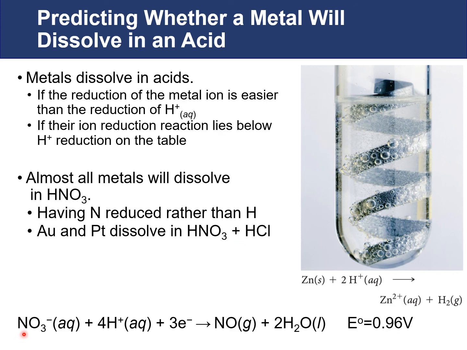So you could have NO3 minus ions, the nitrate ions, plus 4H plus plus 3 electrons going to NO, nitrogen monoxide gas, plus 2 waters. This particular half reaction has a cell potential of 0.96 volts, which is much higher than a lot of metals, which means that this reaction can be used as the reduction reaction in order to oxidize most metals, converting them from the metal form into their more oxidized cation form. And so if you want to get a metal to dissolve into a solution, you can generally put it in nitric acid and it will dissolve.